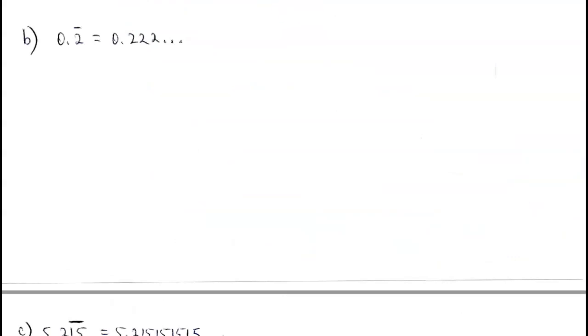Okay, so in our next example, we want to do the same thing, express this particular number as a fraction. We see here that this is just 0.2 repeating. So this could be looked at as 0.2 plus 0.02 plus 0.002 plus 0.0002, and then continuing on.